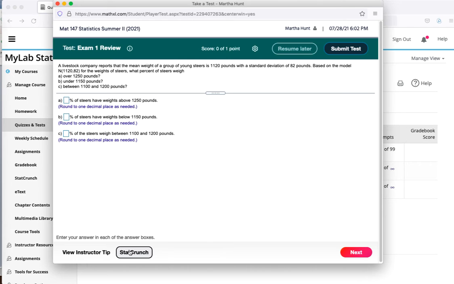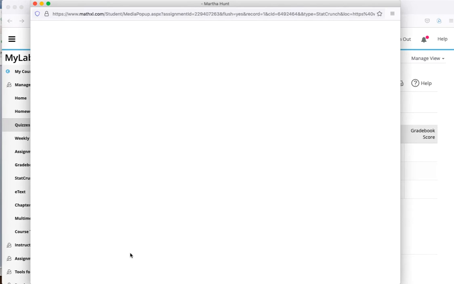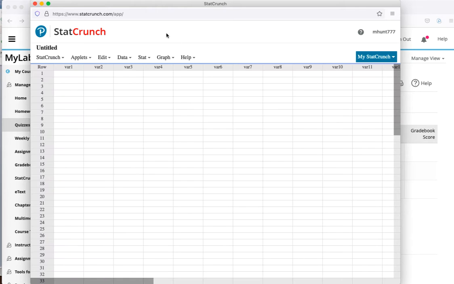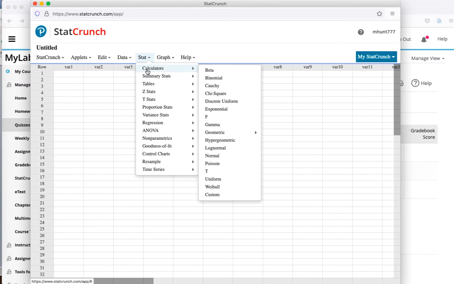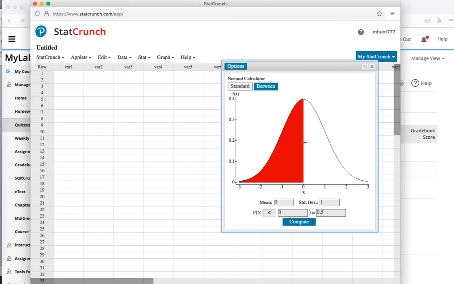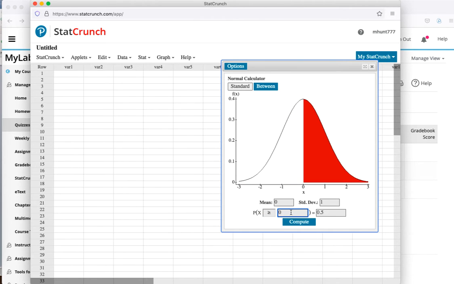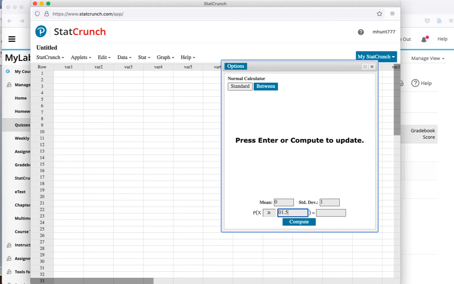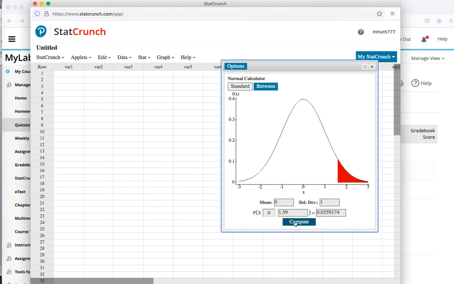And we're going to pick StatCrunch. Under StatCrunch, we're going to pick calculators, and we're going to pick normal. First we're going to leave a mean of 0 and a standard deviation of 1. We're going to change this from less than to greater than. And our z-score was 1.59, and we're going to hit compute.